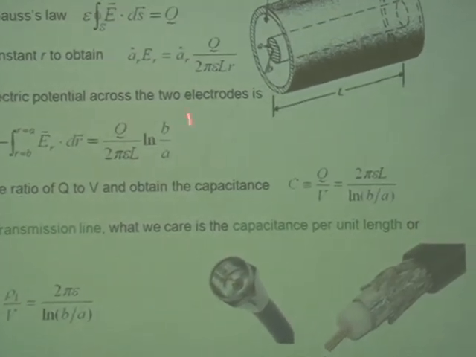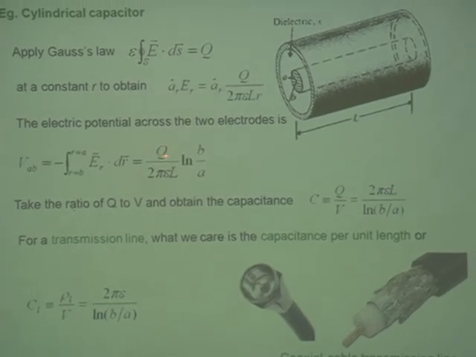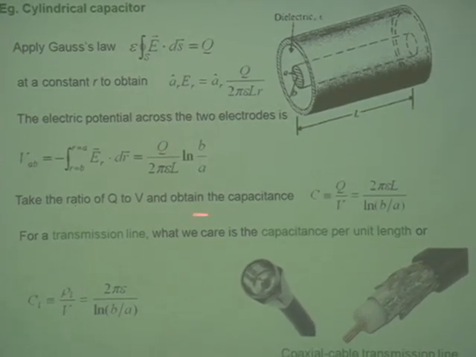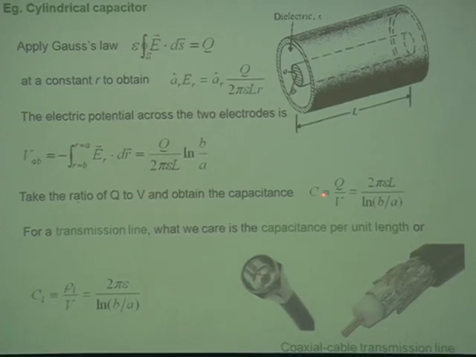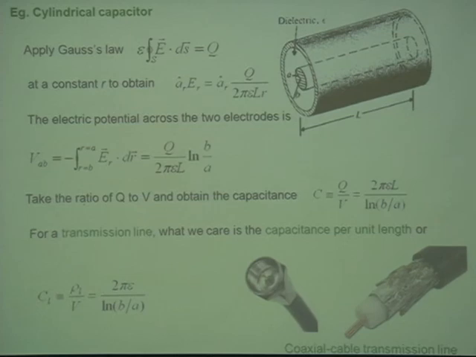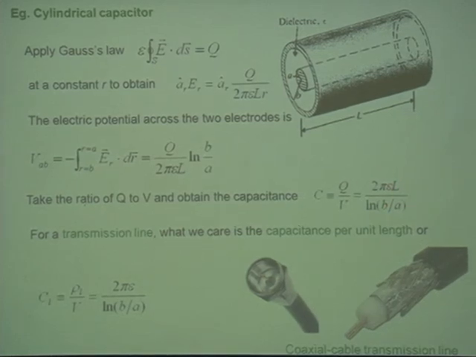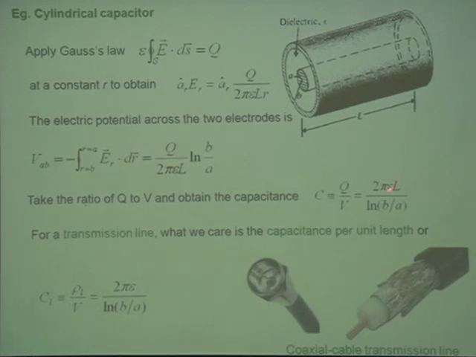So this is a good approximation. And then you have a voltage as a function of charge. So you can now calculate the capacitance equal to Q over V and end up having this. Again, this expression consists of two parts. One is related to the geometry, L, B, A. And the other one is related to the material.